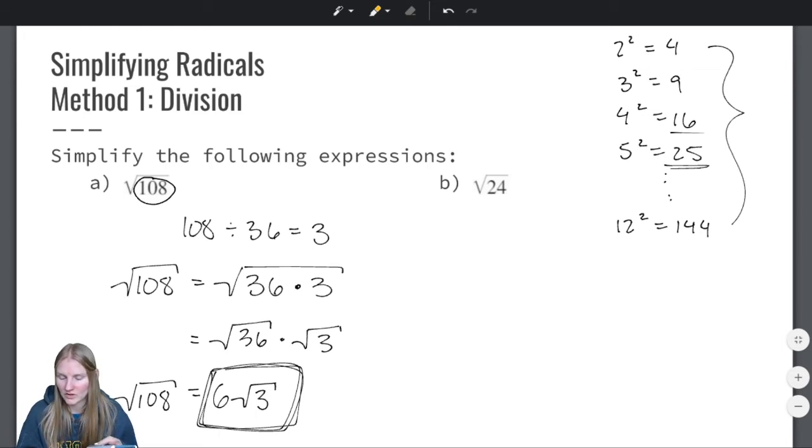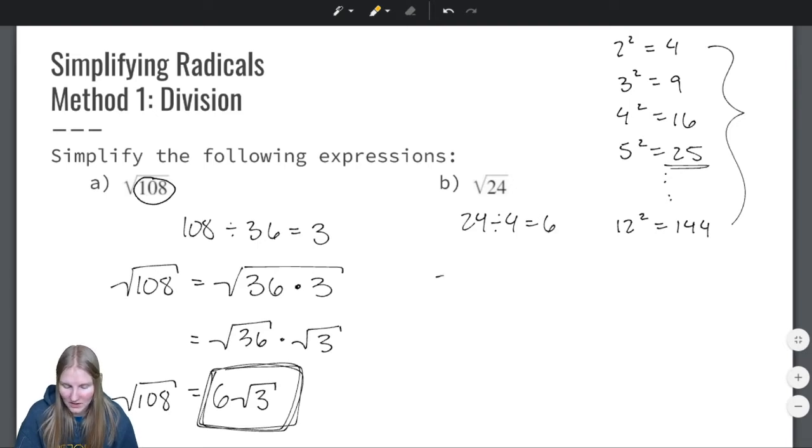So let's start with 16 and we'll check 16. 24 divided by 16. Nope. I get 1.5. Don't want any decimals. 24 divided by 9. Nope, that's an even longer decimal. 24 divided by 4. Oh, yeah. 24 divided by 4 is 6.